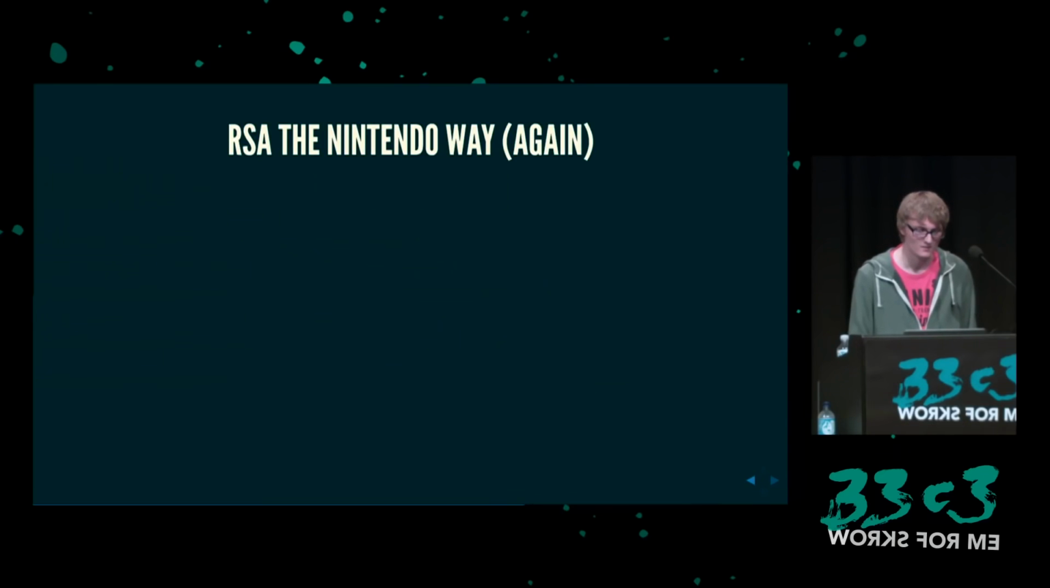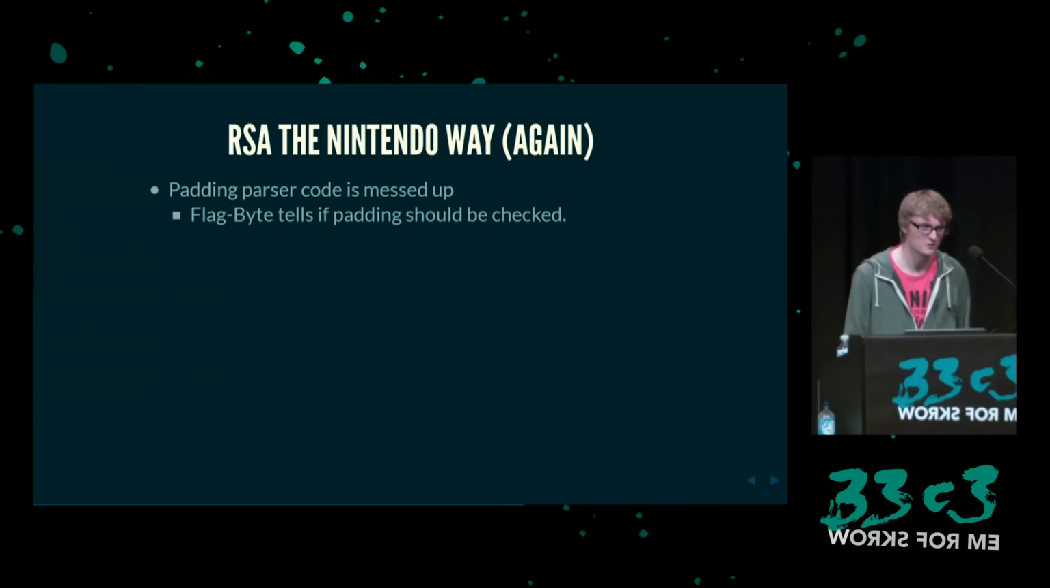The first thing it does is try to parse the padding, and this parser is totally messed up. There's a flag byte that tells you if the padding should be checked. If it's 1, then it is checked. It should be all FF bytes. But if it's 2, then it will just skip the padding. It also has some really weak bounds checking. When it's parsing the padding, it makes sure that it will not go out of bounds. But they forget to verify that the hash will actually fit in there as well.